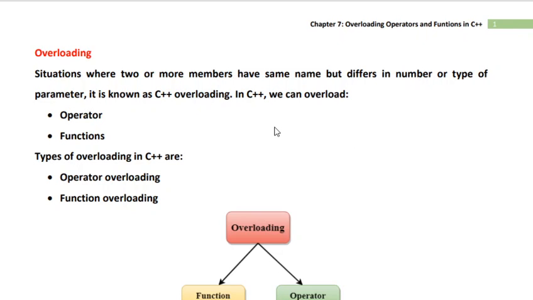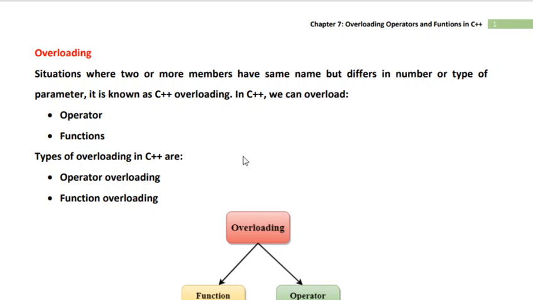So, in today's class, we are going to learn about overloading. Now, overloading basically refers to a situation where two or more members have the same name but differ in the number or type of parameters that are provided to it. This particular situation is referred to as overloading in C++.